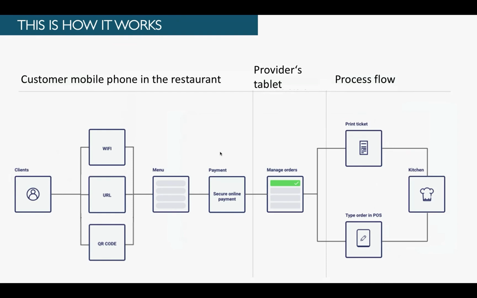So first of all, we start from the left-hand side. We have a client who will connect to Wi-Fi and the URL or QR code. Then the menu will be shown. He can choose from the menu, set up the payment, and send his order. Then on the provider's tablet, the overview appears of all the orders that have been sent by the customers. And then you can decide what you would like to do. You can print a ticket, which will be available in a future version, or type the order into the POS. And then the kitchen gets the information that something should be prepared.